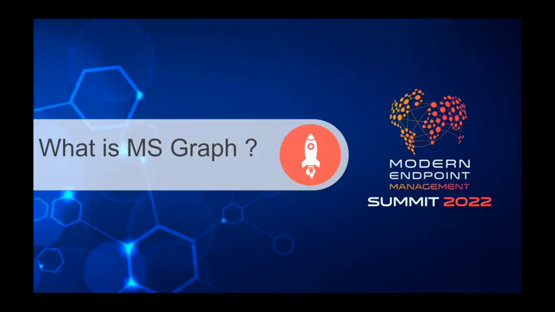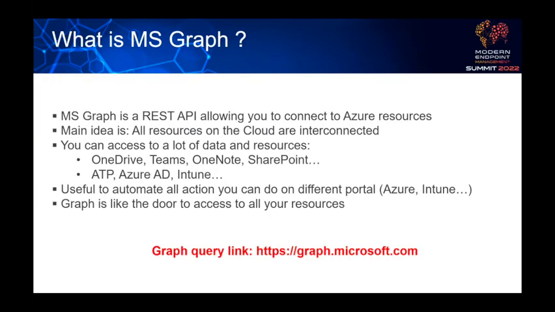So first, what is MS Graph? MS Graph is a REST API allowing you to access all resources located in Azure. The main idea is that all resources in Azure are interconnected, so you can access a lot of data, like data from OneDrive, Teams, OneNote, SharePoint, Azure AD, Intune, ATP, etc. All those resources may be accessed through Graph and also through PowerShell.